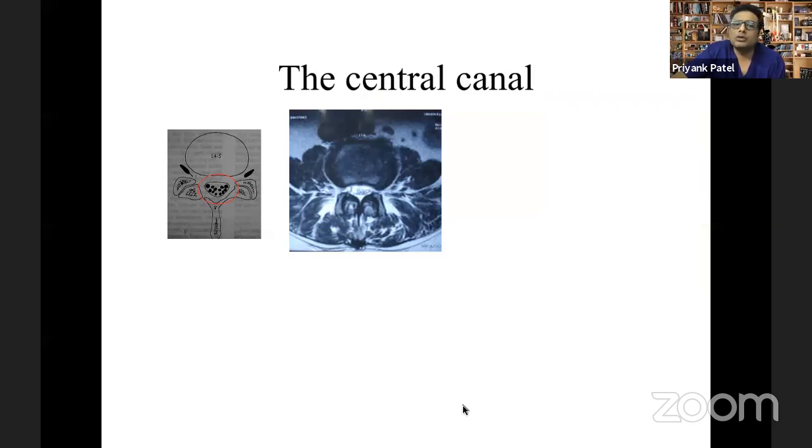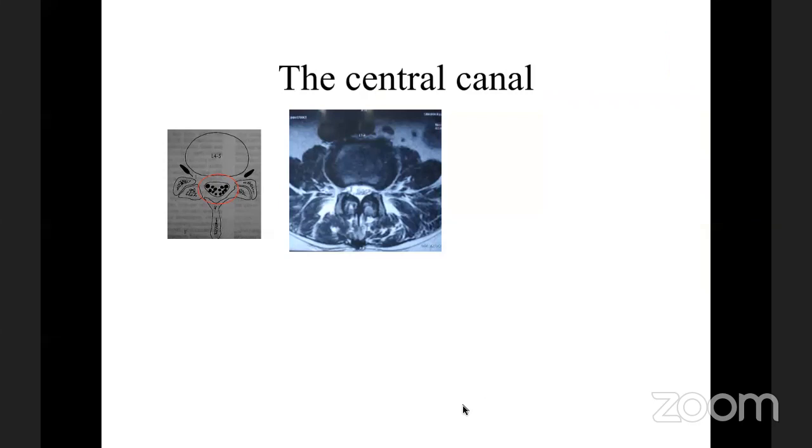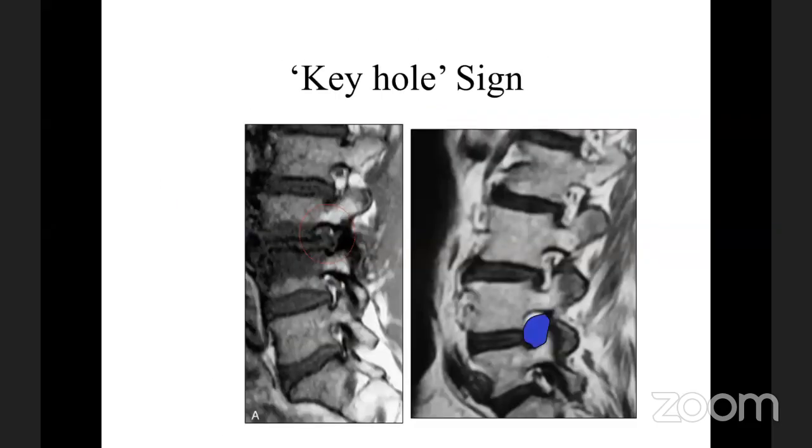Priyank, just to stop you there, is that keyhole that you're talking about seen in all MRI sagittal sections, or does it depend on the way the patient was in the MRI when the MRI was taken? No, no.